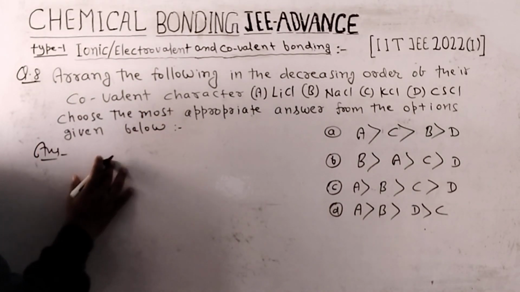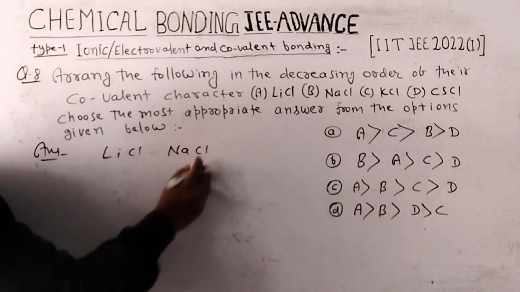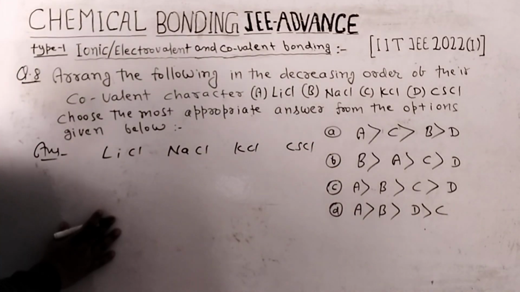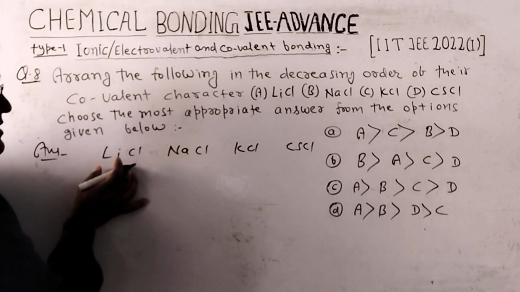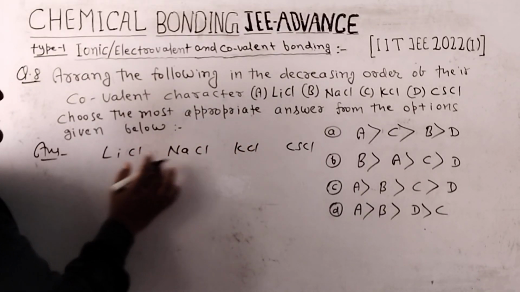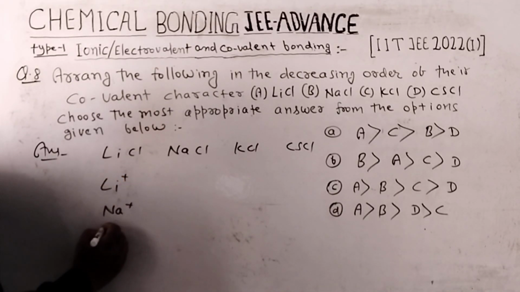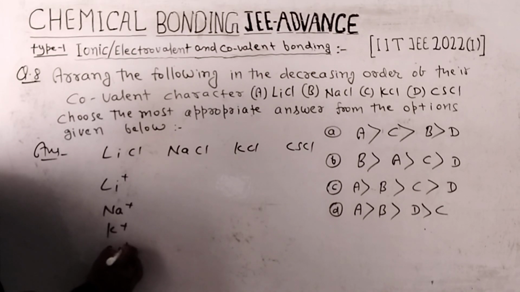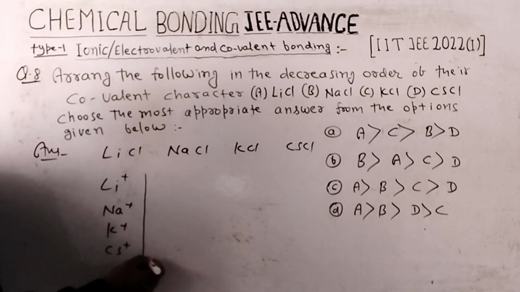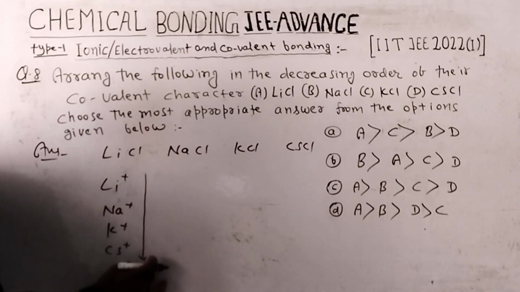Now the compounds are lithium chloride, sodium chloride, potassium chloride and cesium chloride. In these metallic halides, the size of the anion Cl minus is the same, but the sizes of the cations are different. Now the cations are lithium cation, sodium cation, potassium cation and cesium cation. So all are alkali metal ions, top to bottom in the same group. Atomic size increases, so size of cations increases.